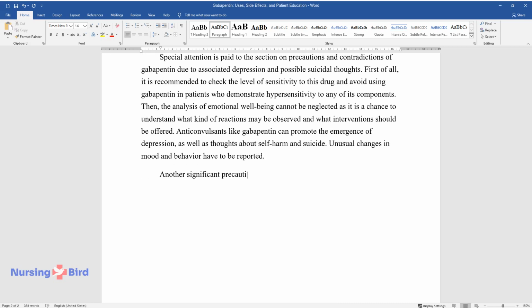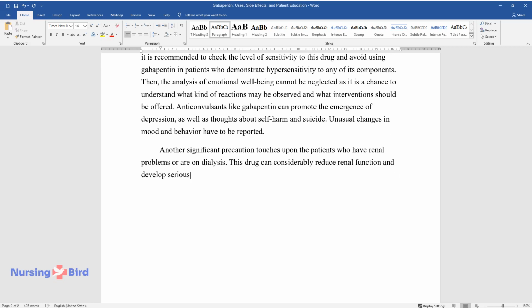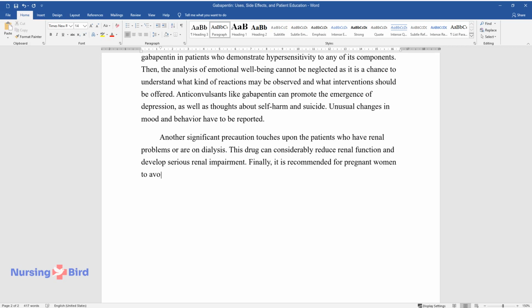Another significant precaution touches upon the patients who have renal problems or are on dialysis. This drug can considerably reduce renal function and develop serious renal impairment. Finally, it is recommended for pregnant women to avoid taking gabapentin because of the age limitations that exclude neonates.